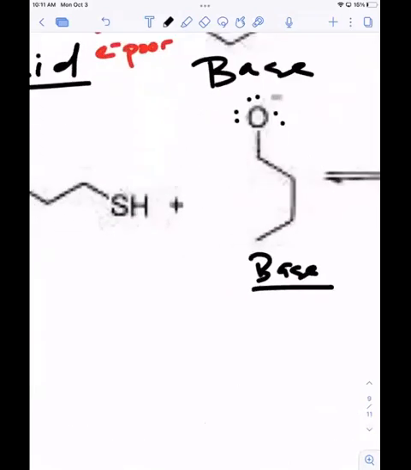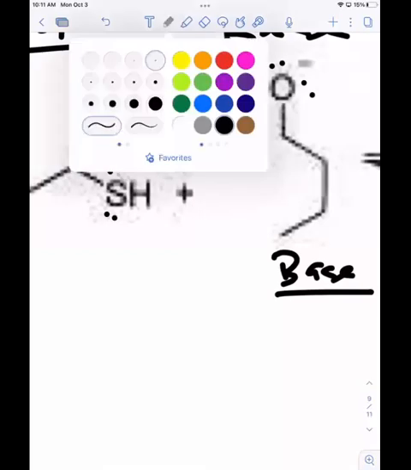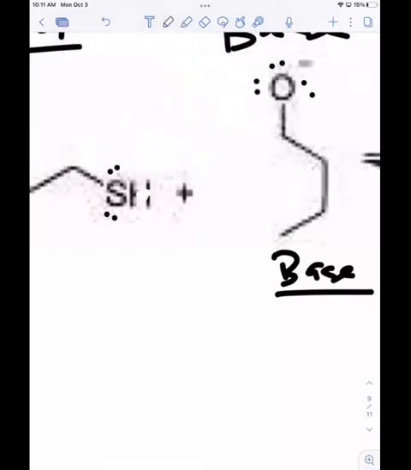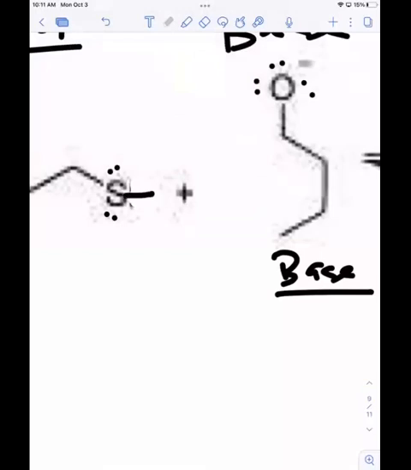So here, this has lone pairs, but it also has a hydrogen. I'm going to fix this up so we can actually see that bond breaking. It actually has a hydrogen bonded to it, and it's a highly electronegative atom. So that means that this is my acid.